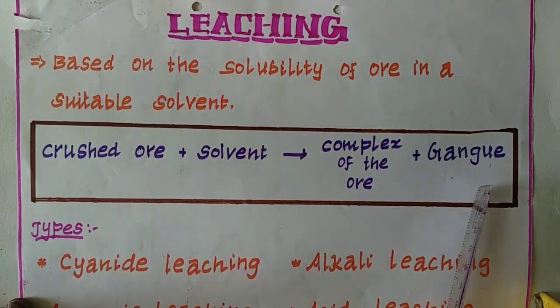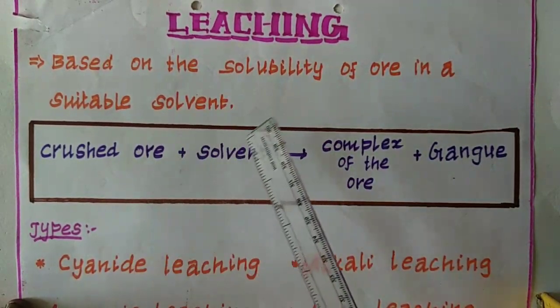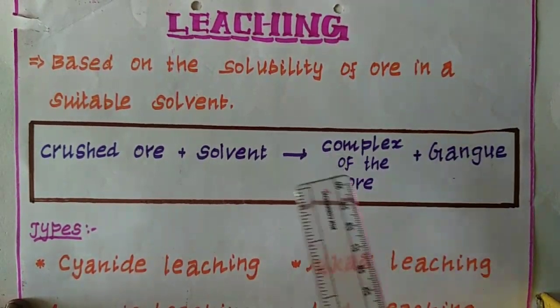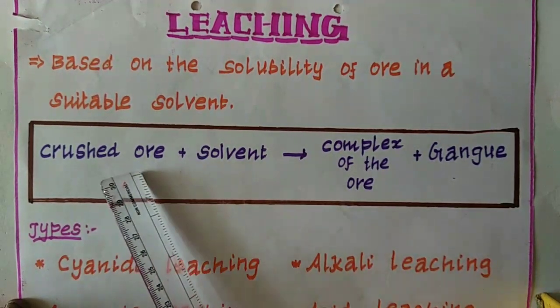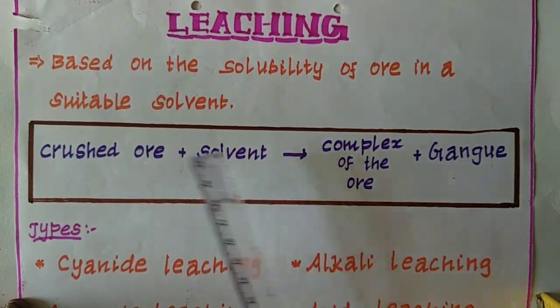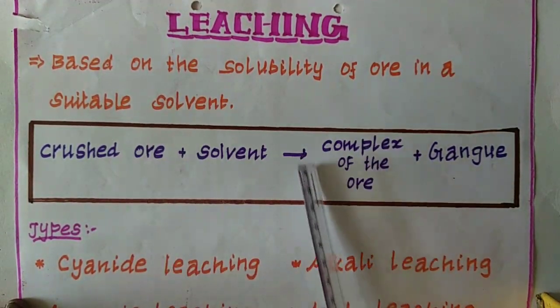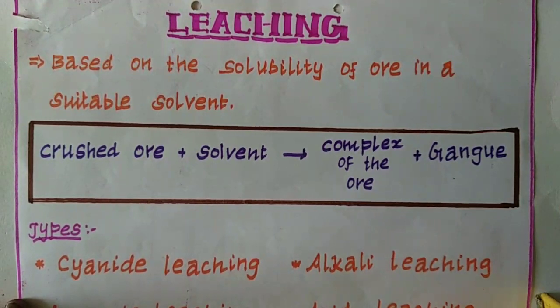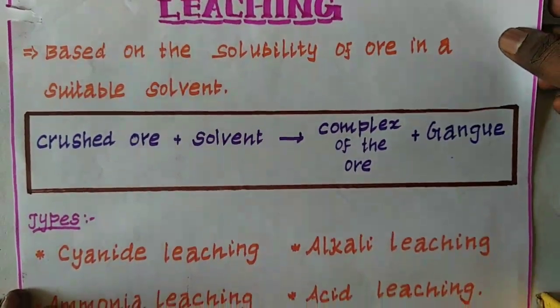In order to concentrate an ore, we are undergoing various processes like gravity separation, flotation, and so on. So if the gangue is separated, then almost its aim is achieved. Okay, so the crushed ore is dissolved in a solvent. Now in this ore, metal is present. This metal will form the complex of the ore, and automatically what is eliminated? The gangue is eliminated.